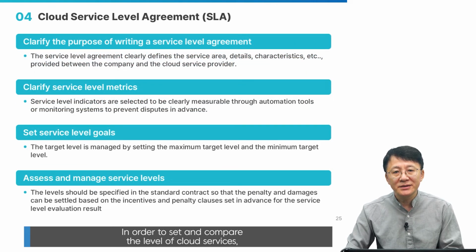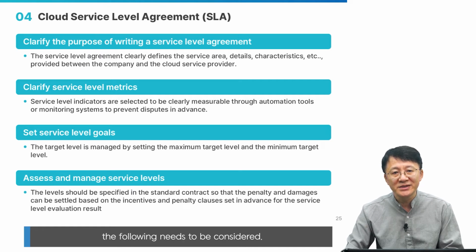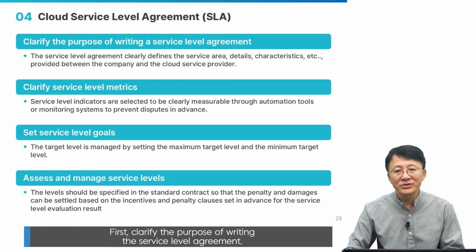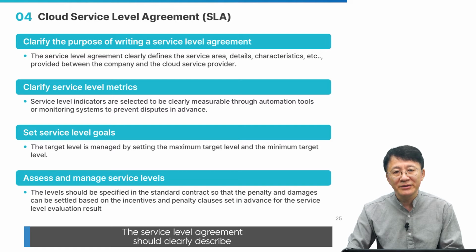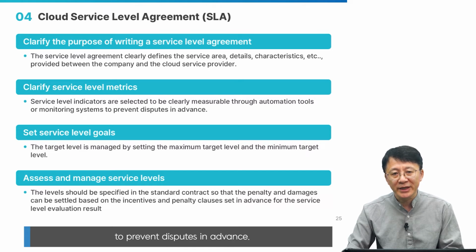In order to set and compare the level of cloud services, the following needs to be considered. First, clarify the purpose of writing the service level agreement. The service level agreement should clearly describe the service area, details, characteristics, etc., provided between the enterprise and the cloud service provider. Second, the service level metrics should be clarified. The selected service level metrics should be clearly measurable through automated tools or monitoring systems to prevent disputes in advance.